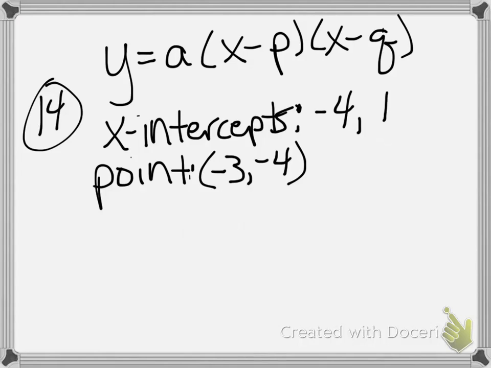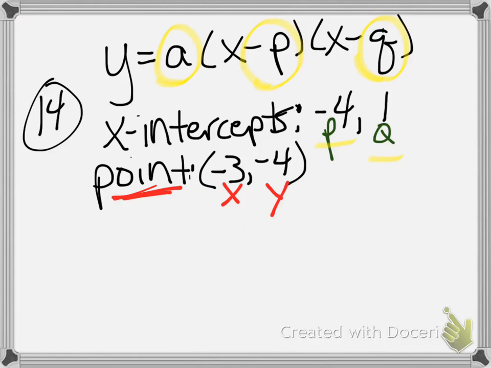So when I'm labeling this, the point is my x, y, because it's a coordinate point, and the x-intercepts are going to be p and q, exactly as they are there. P is -4, Q is +1. Now, to write the equation, I need A, P, and Q. Well, I already know P and Q, but we have to know what A is. So I've got to go through the steps to find out what A equals.